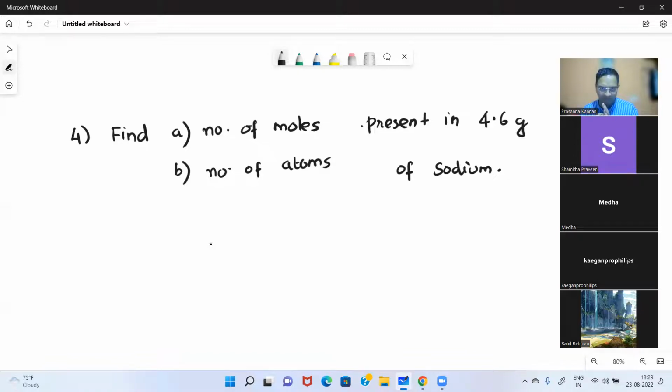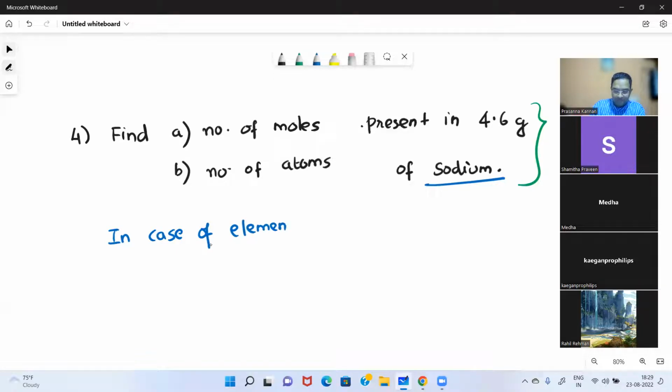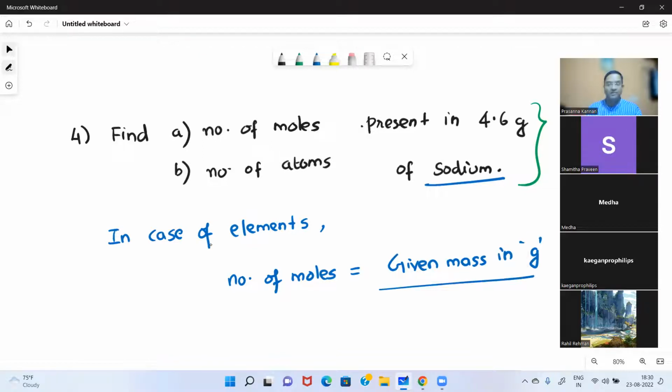Now tell me, is sodium a compound or a metal? It is a simple element, right? It's a metal, right? Simple element. It is not a compound, correct? Okay. Now, how do we find the number of moles? How do you find the number of atoms? So in case of elements, here we are talking about an element, right? The formula that we saw was for compounds. In case of compounds, what did we do? Given mass in grams divided by molecular mass to find out the number of moles. In case of elements, number of moles is nothing but given mass in grams divided by, not molecular mass, but atomic mass. That's the only difference.